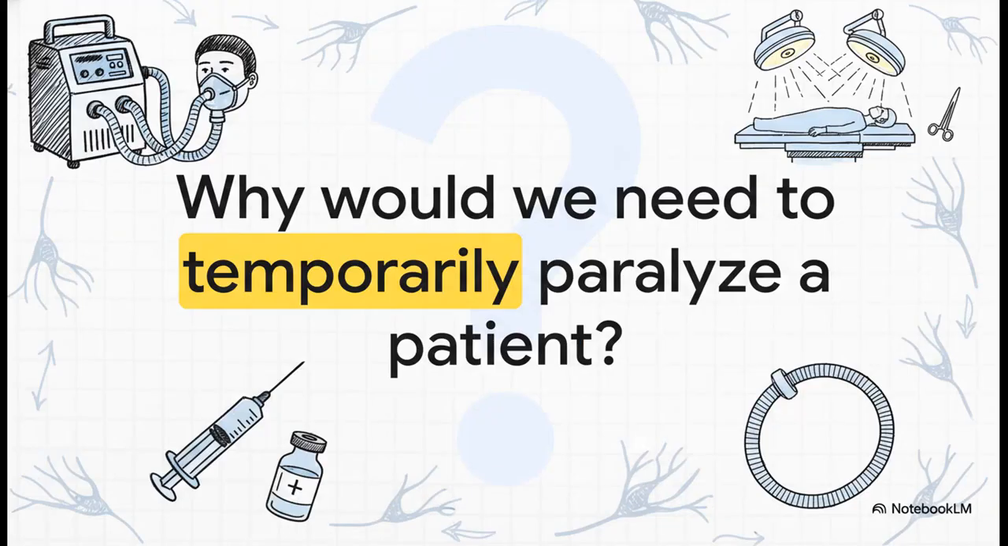So let's start with a very basic question that really gets to the heart of the matter. Why would we ever want to intentionally paralyze a patient, even for a little while? I mean, it sounds quite drastic, doesn't it? But just think about it. Imagine a surgeon performing a delicate operation where even the tiniest muscle twitch could be a disaster. Or think about when we need to put a breathing tube in to secure someone's airway. In those situations, these drugs become absolutely essential tools.